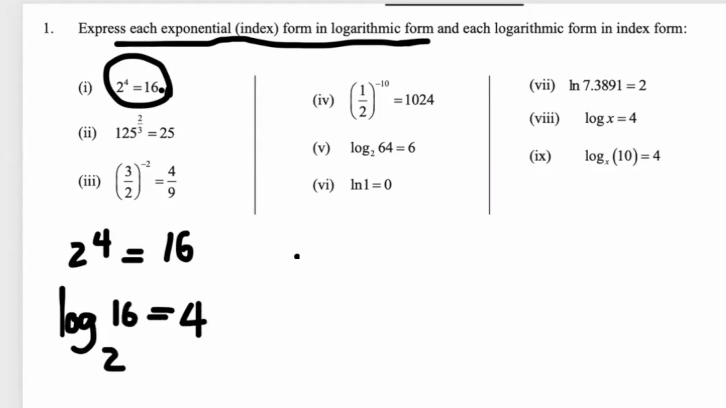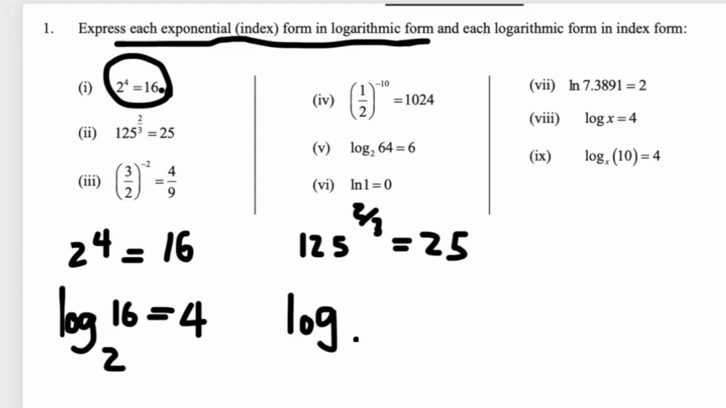Even if we have 125 raised to the fraction 2/3 equal 25, it's the same thing as writing log. The base would be the 125, and the 25 that's over the equal sign, we'll have it beside the log, and then it's equal to 2/3.